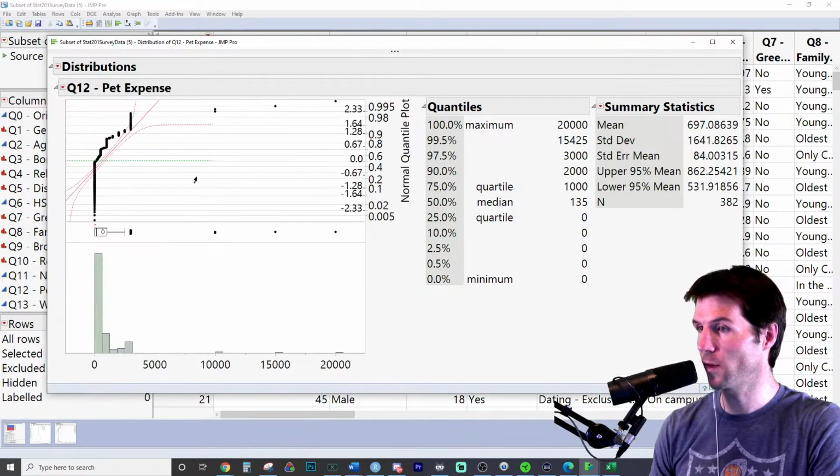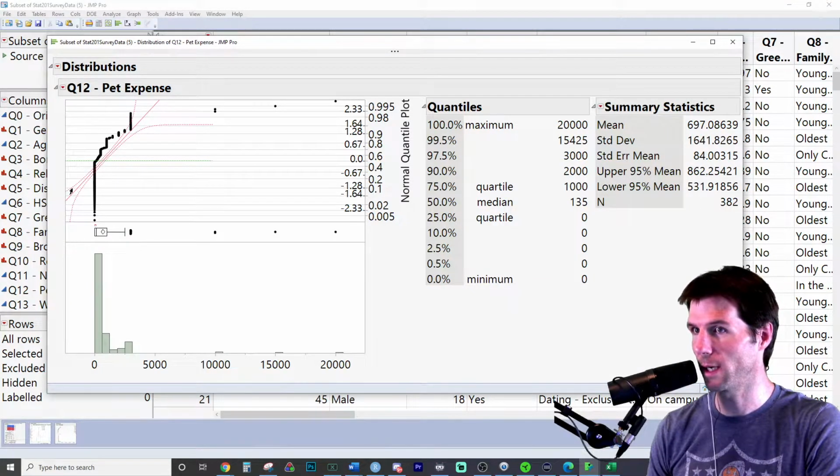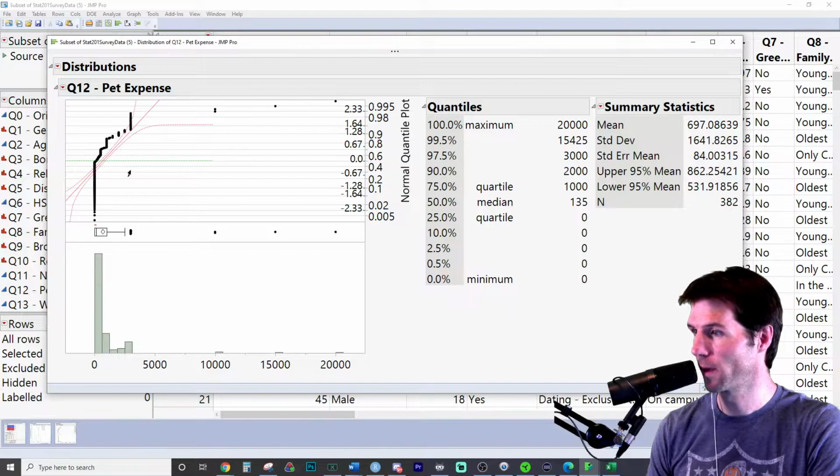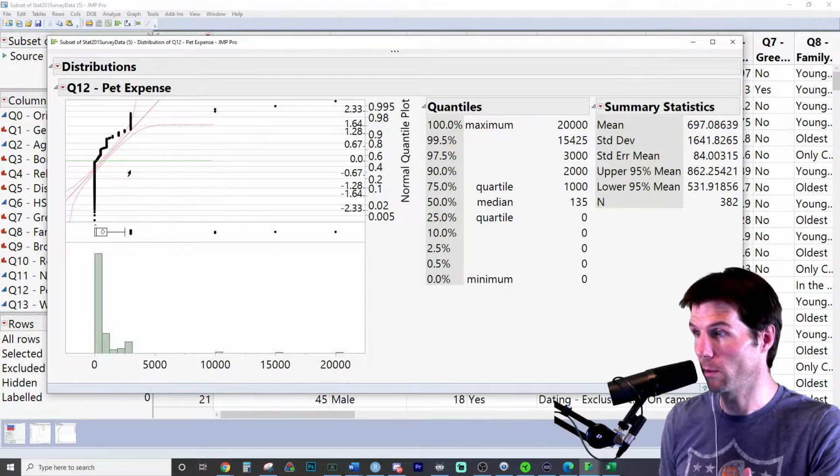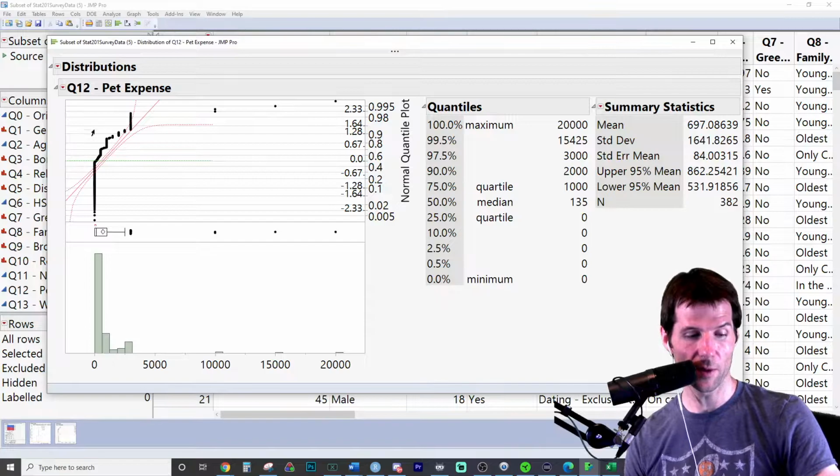So it's going to not follow because it's not normal. And look at this. So now it doesn't follow the normal probability plot because it's not normal. Does that make sense why this one does not follow it? Because it's not normal. It's very skewed. So it does not follow that red line there.